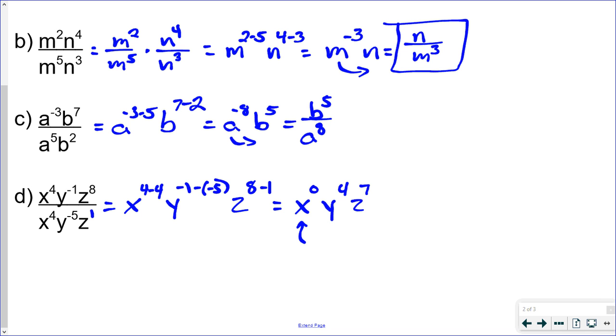Well, anything to the 0th power equals 1. And 1 times this is just going to be y to the 4th, z to the 7th. So essentially, this just goes away. And so your answer will be y to the 4th, z to the 7th.